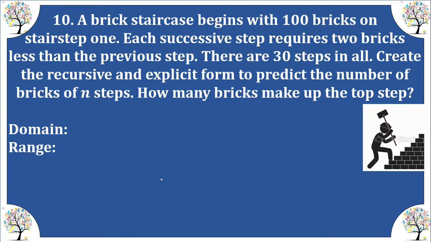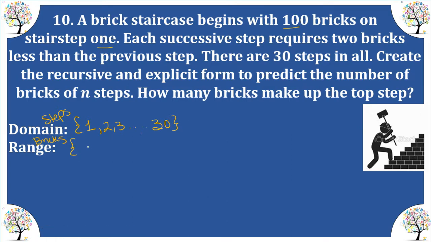Okay, let's take a look at our second example. A brick staircase begins with 100 bricks on stair step 1. Each successive step requires 2 bricks less than the previous step. There are 30 steps in all. Okay, so we have 30 steps. The first step has 100 bricks. So this does give us our first actual sequence number. So in step 1, our domain is going to be the steps. So we're going to have a first step, a second step, a third step, all the way to 30 steps. The range is the number of bricks in each step.